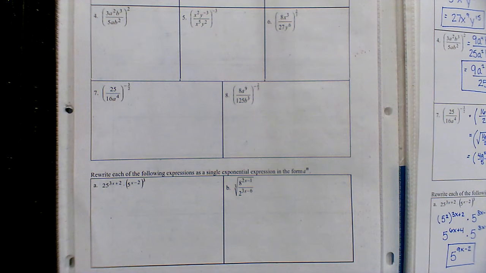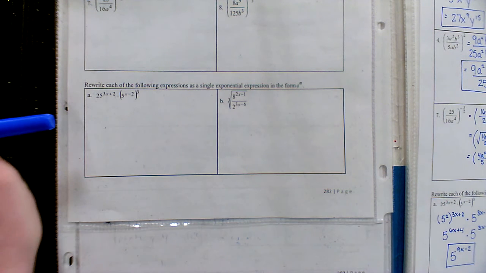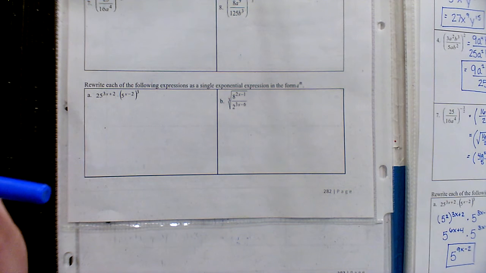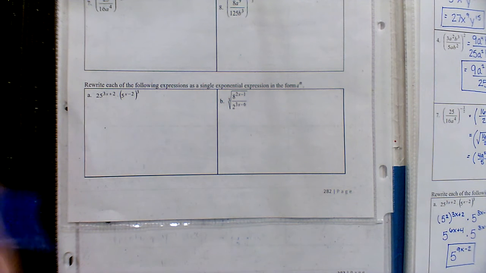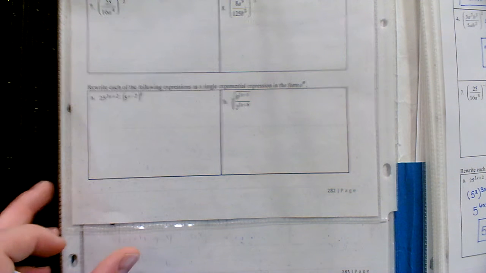Alright, so at the end of class yesterday, I think I had you working on the bottom two problems here, but we didn't check them yet. So we're going to go over these two at the bottom, see if you got correct answers or if you got stuck. We'll see where you got stuck at, and then we'll go on from there. So these bottom two problems said to rewrite each of the following expressions as a single exponential expression in the form of a to m, so some base to a power.